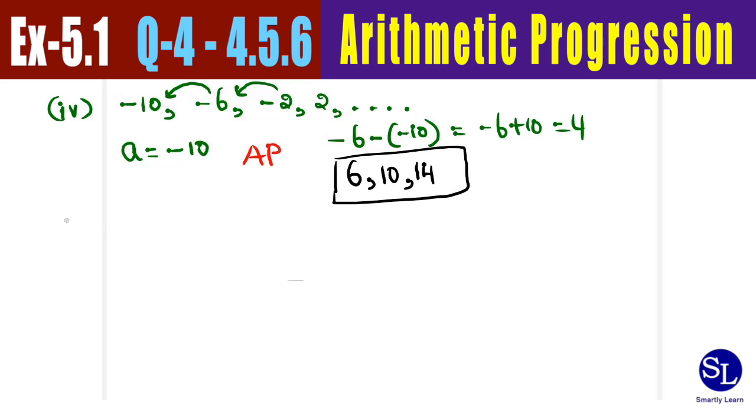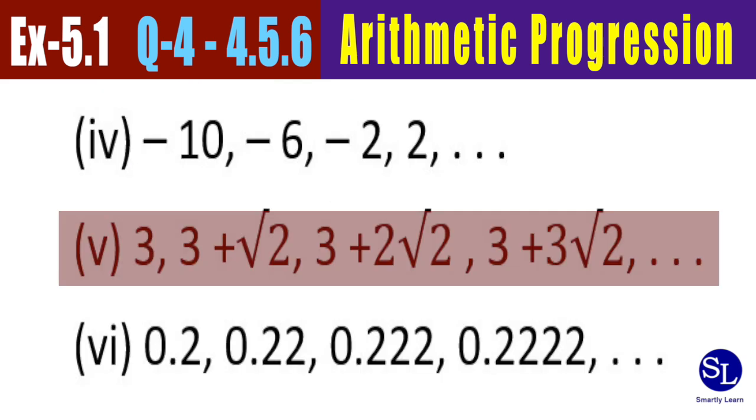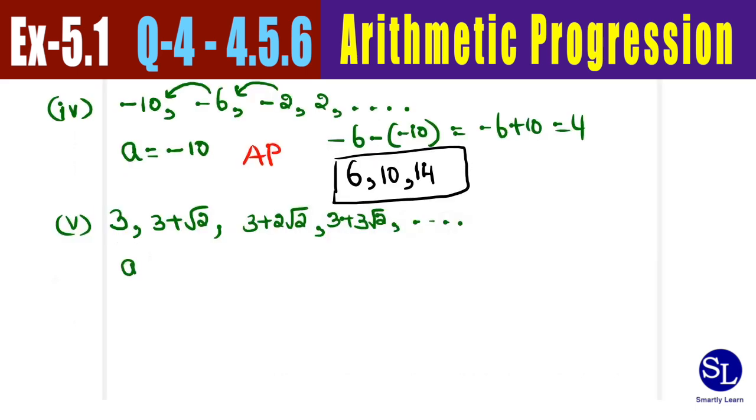Now let us look at the fifth question. Here it is 3, 3 plus root 2, 3 plus 2 root 2 and so on. We know the first term is written as A, so A is equal to 3. Now let us check if there is a common difference. From the second term, I am going to subtract the first term. So 3 plus root 2 minus 3. It gives me a root 2.